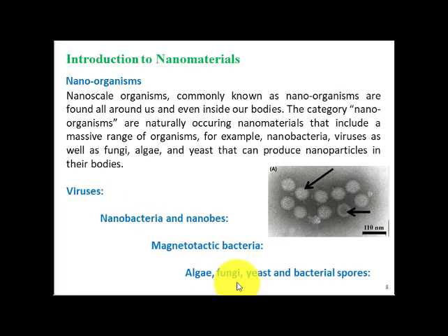The fourth one are algae, fungi, yeast, and bacterial spores. Algae supports the formation of silver nanoparticles and cadmium sulfide nanoparticles. Since very limited studies are available on algae, fungi, yeast, and bacterial spores, the possible mechanism for algae-mediated nanoparticle formation is still unidentified. Similarly, fungi are utilized for the synthesis of nanoparticles, and literature suggests that they are excellent candidates for metal and metal sulfide nanoparticle synthesis.